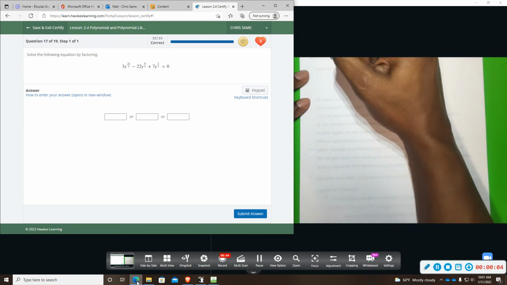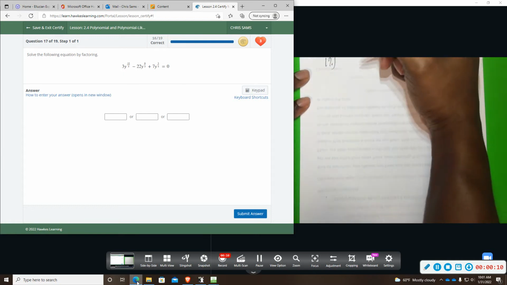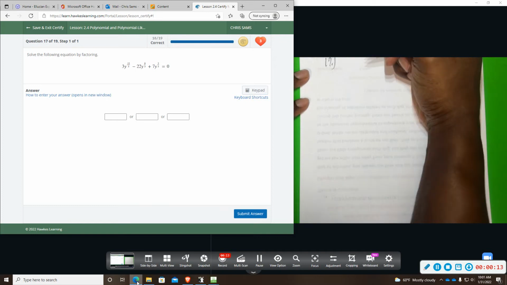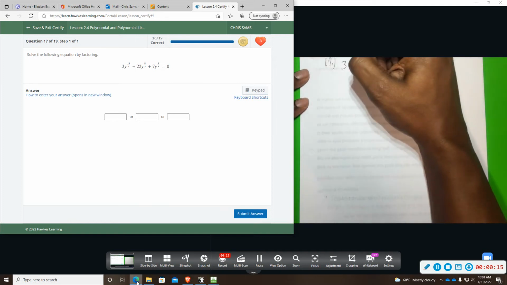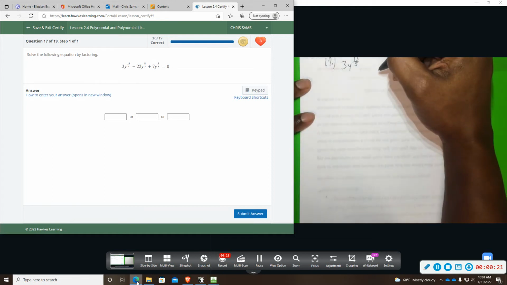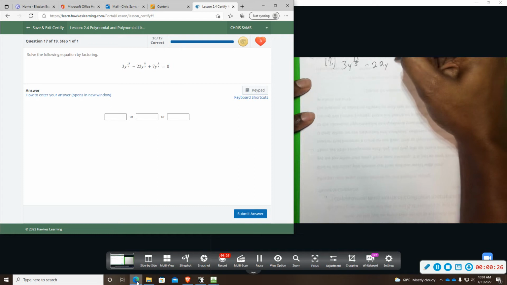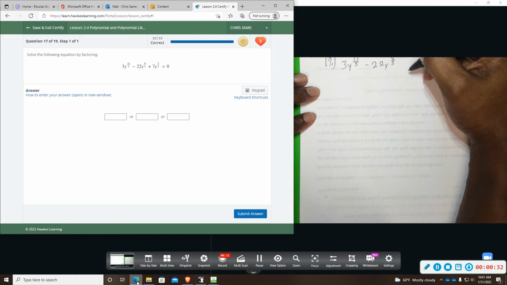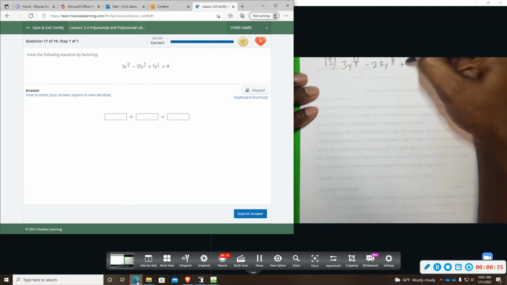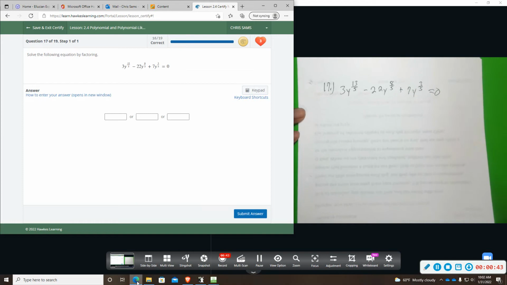17, similar problem to number 16. That is 3y to the 13 over 5 power, minus 22y to the 8/5, and then plus 7y to the 3/5. All that's equal to 0. Okay, so it's kind of too close to the top.